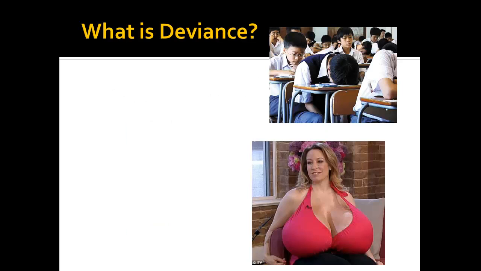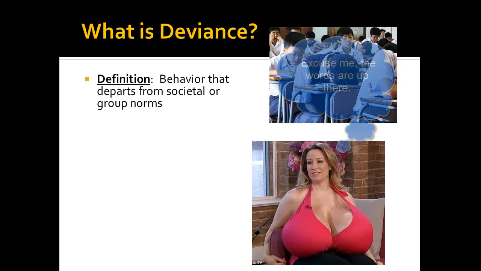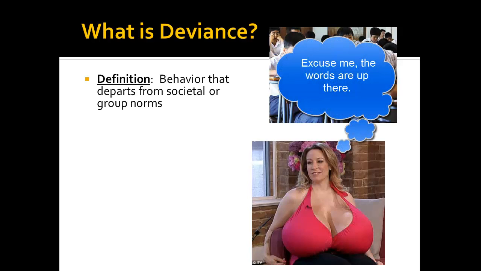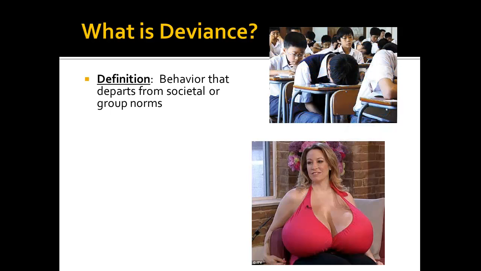So what is deviance? We're going to give you an overall definition of deviance to get you started. Very simply, it's any behavior that departs from a societal or a group norm. In other words, you're violating a social norm. That's considered deviant. Please remember from the start that just because you're doing something deviant doesn't mean you're doing something illegal. A crime and a deviant behavior can be two different things, and that's something we'll get to as you move forward throughout this unit. But this is our general definition.